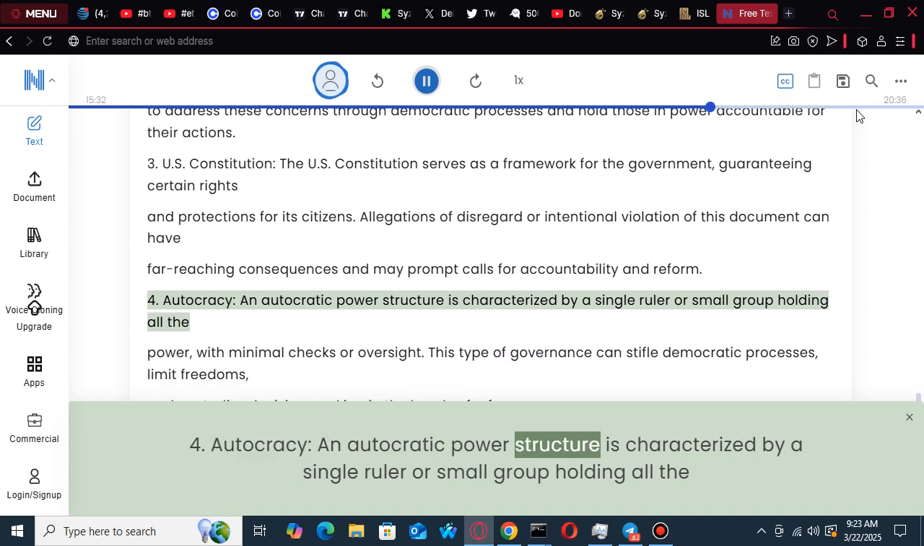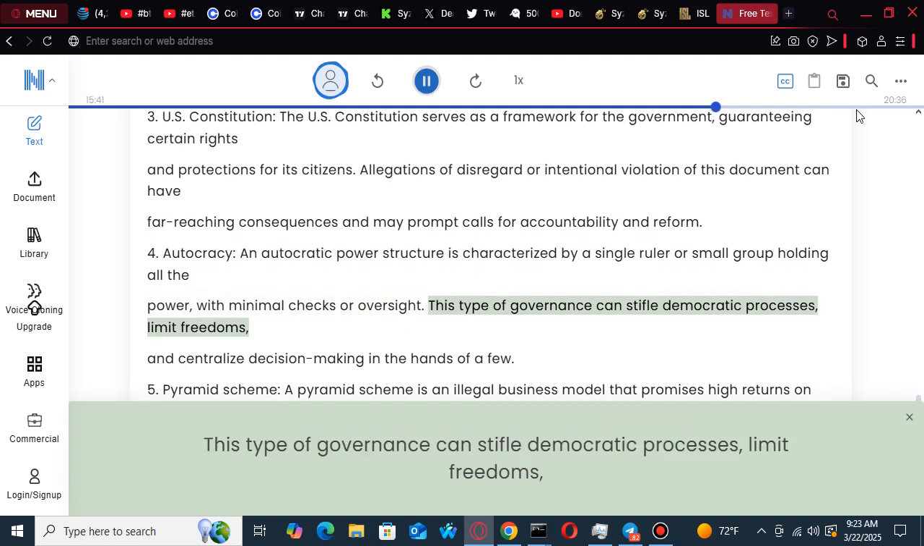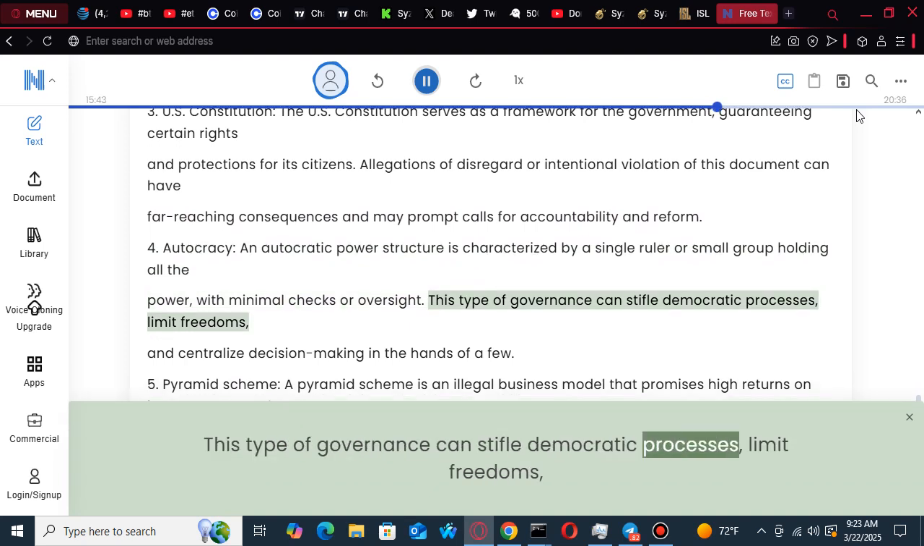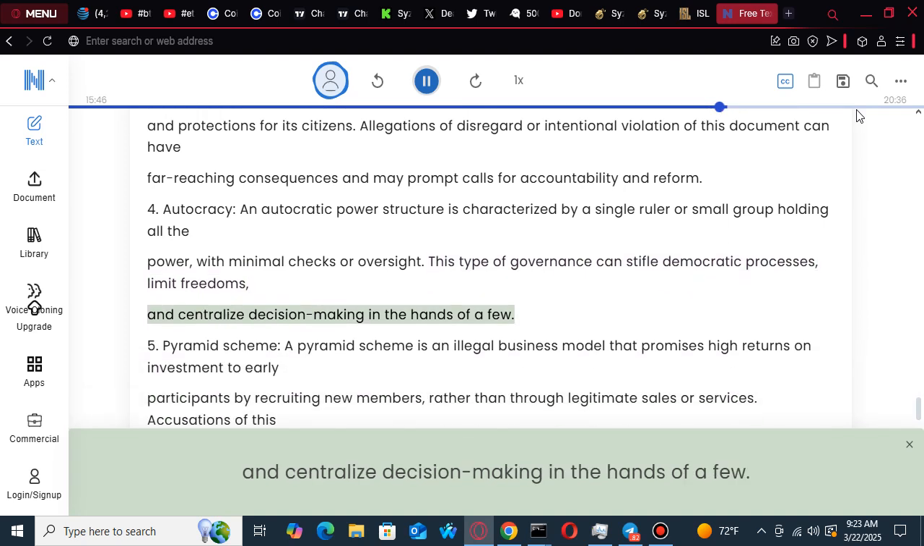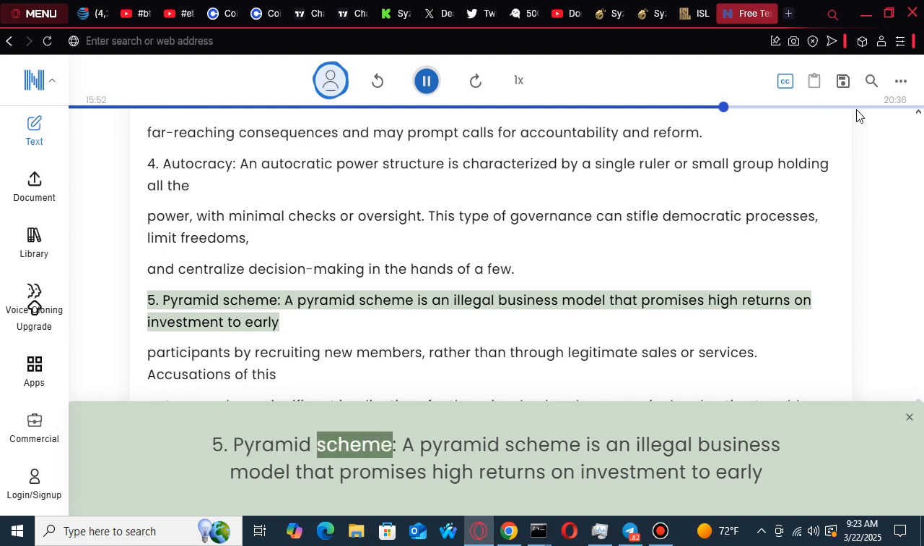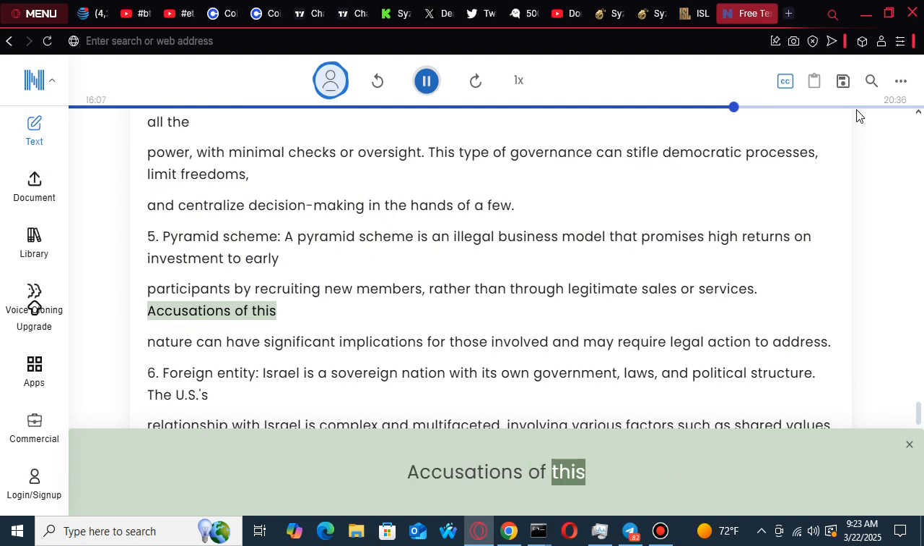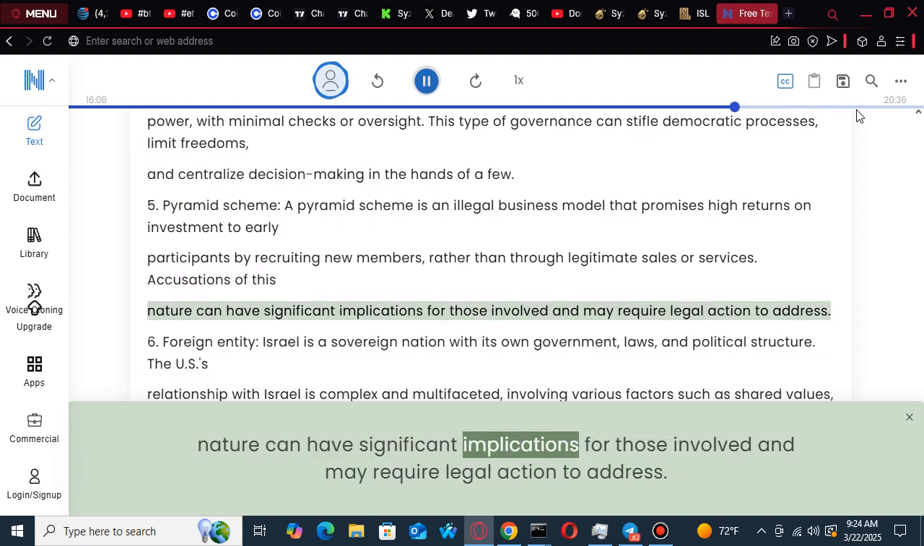An autocratic power structure is characterized by a single ruler or small group holding all the power, with minimal checks or oversight. This type of governance can stifle democratic processes, limit freedoms, and centralize decision-making in the hands of a few. 5. Pyramid scheme. A pyramid scheme is an illegal business model that promises high returns on investment to early participants by recruiting new members, rather than through legitimate sales or services. Accusations of this nature can have significant implications for those involved and may require legal action to address.